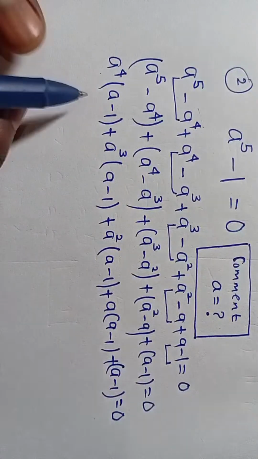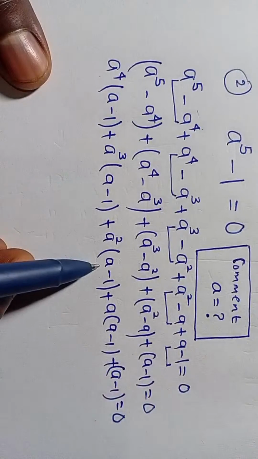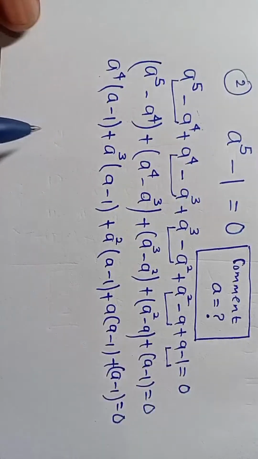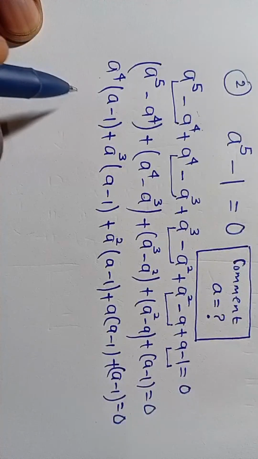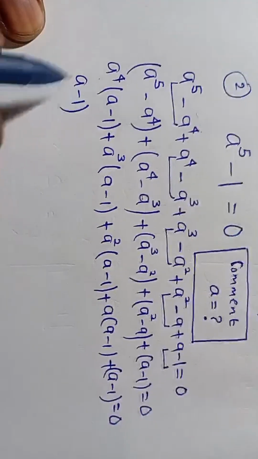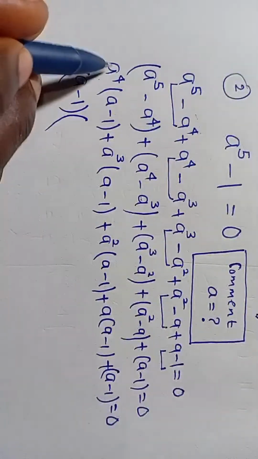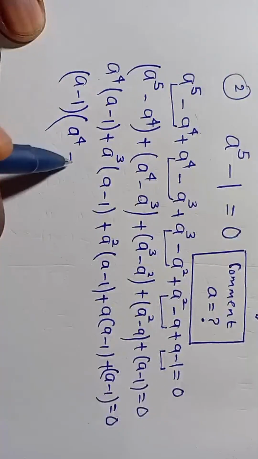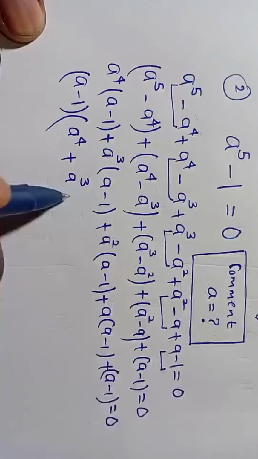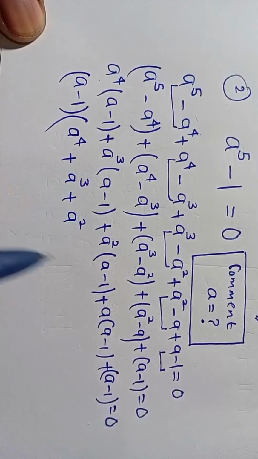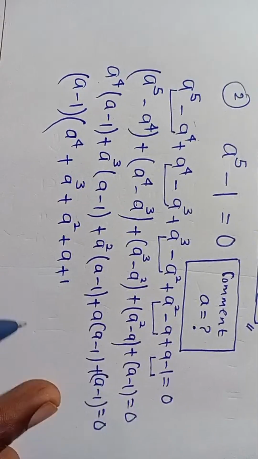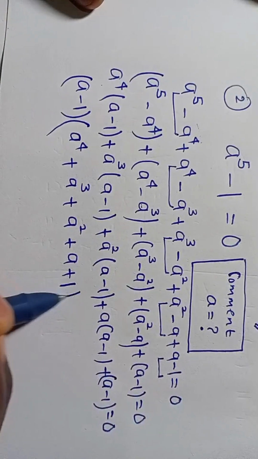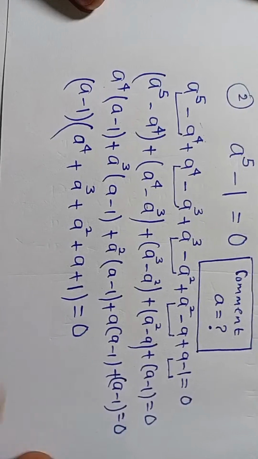Now, from here, A minus 1 is common. So when we factor it out, what we're going to have will be A minus 1 in parentheses. Then here will be A to the power of 4 plus A to the power of 3 plus A squared plus A plus 1 equals 0.